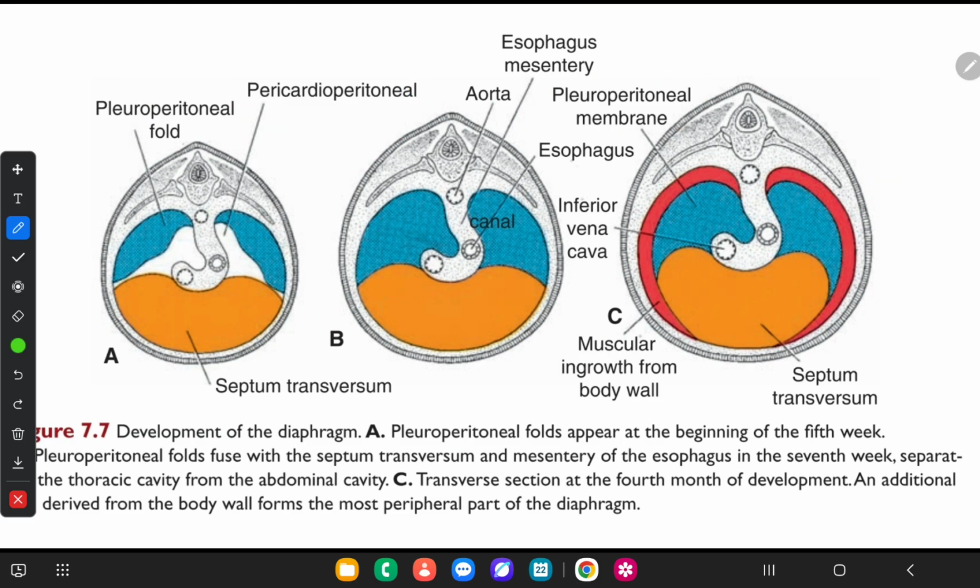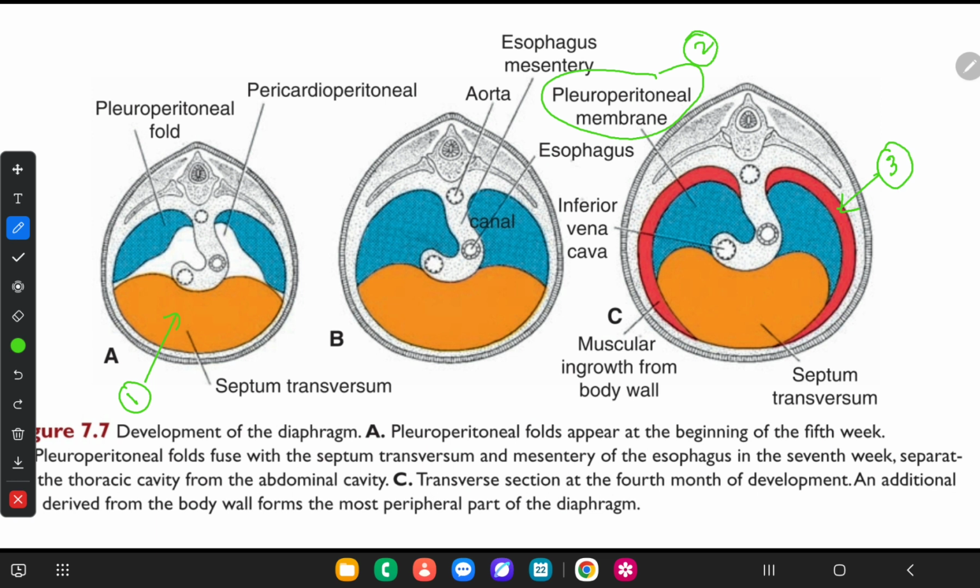So now you can see the diaphragm is derived from several structures. There are 4 structures which contribute to the formation of the diaphragm. First one is the septum transversum, which forms the central tendon of the diaphragm. Then the 2 pleuroperitoneal membranes, those are the second one. Then the third one is the muscular components, from somites at the cervical segments 3 to 5.